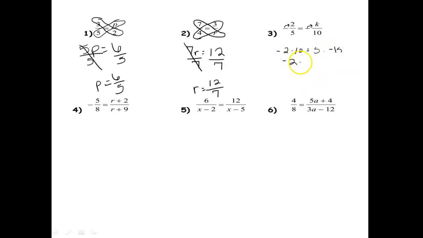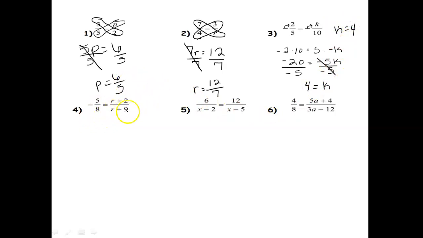So you have negative 20 is equal to negative 5k. And then you divide both sides by negative 5 to get that k by itself. You guys notice how we can't get away from solving equations. We'll do it forever. Negative 20 divided by negative 5 is positive 4, so k equals 4.